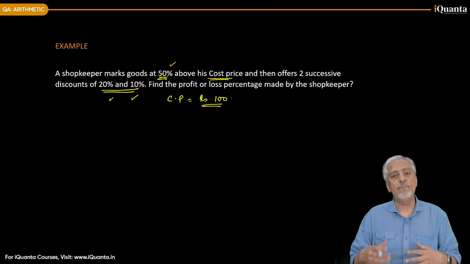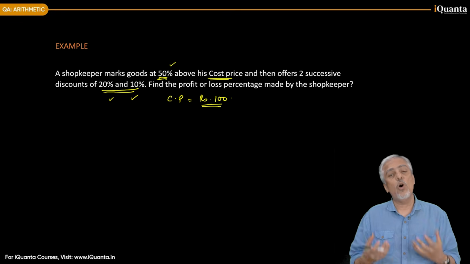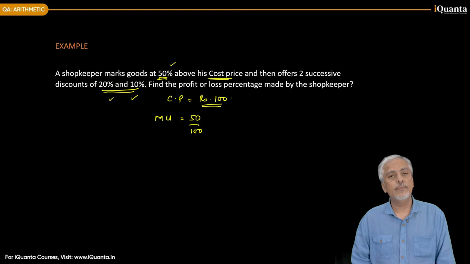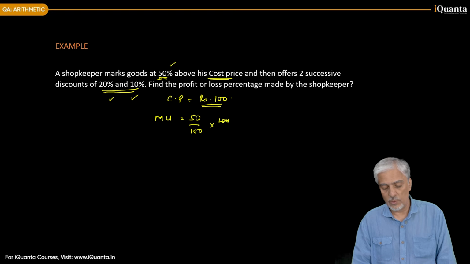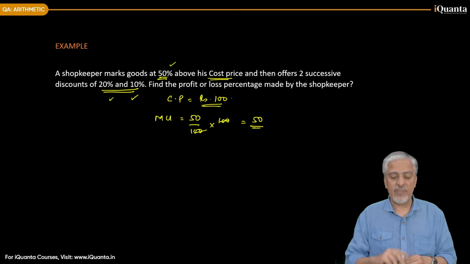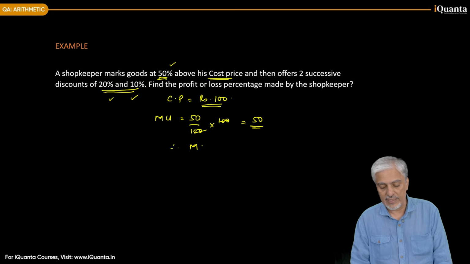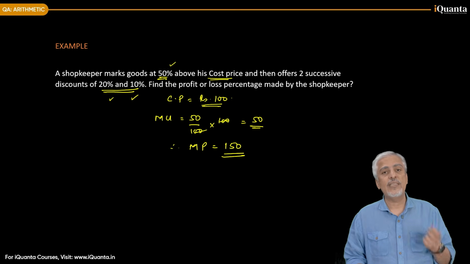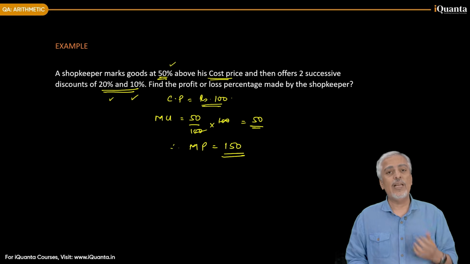Started with the cost price as 100. Then he marked it up by 50%. So there was a markup of 50%. That 50% will be on the cost price. So markup will be 50% of 100 rupees, which will be 50 rupees. So I bought the pen for 100 rupees. I marked it up by 50. That means my mark price became 150 rupees, on which I offered two discounts, one of 20% and one of 10%.